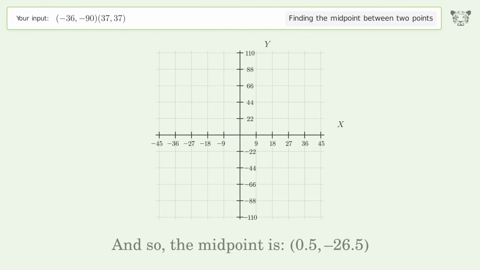And so, the midpoint is 0.5, negative 26.5.